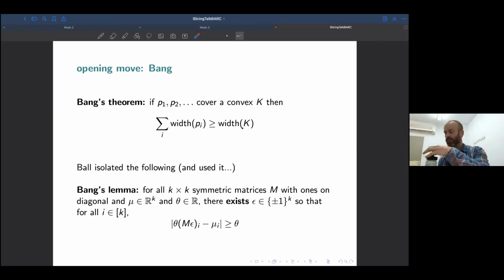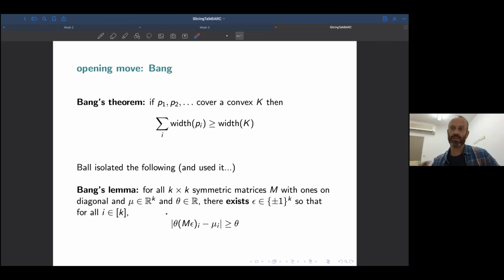So this is called Bang's theorem, and Bang's proof, I will talk about it briefly, is quite amazing. It's very, very short, and Keith Ball isolated the following lemma from Bang's proof. So here is the lemma. This is a special case of the lemma, but it suffices for us.